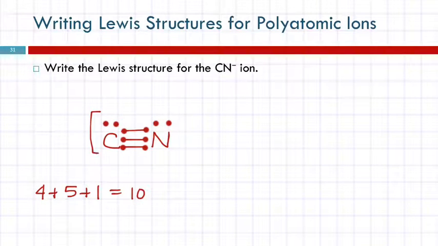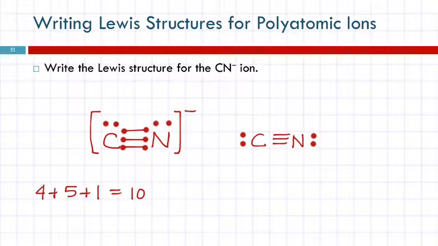To finish it off, we need to put brackets on it and indicate the charge. Because if you had a compound between carbon and nitrogen, a neutral compound, that would be an incorrect Lewis structure because it's got the wrong number of electrons. Then, of course, we can clean this up and make it look nicer. Put brackets around it and the charge on the outside. Cyanide. Any questions?